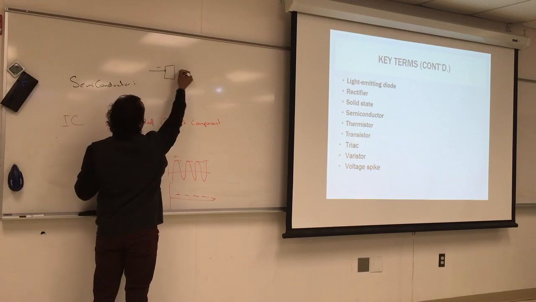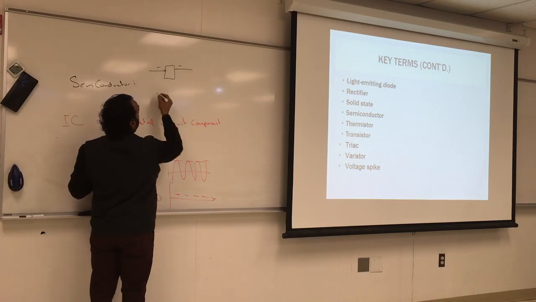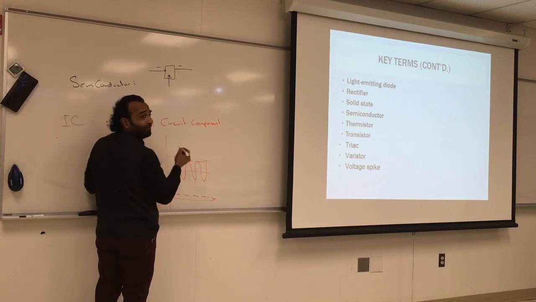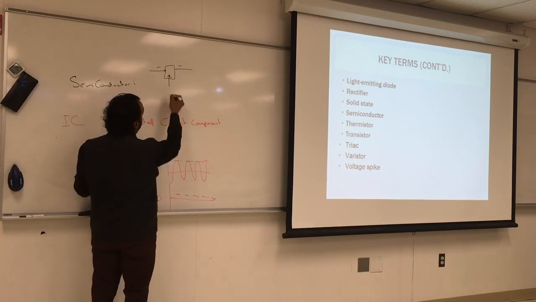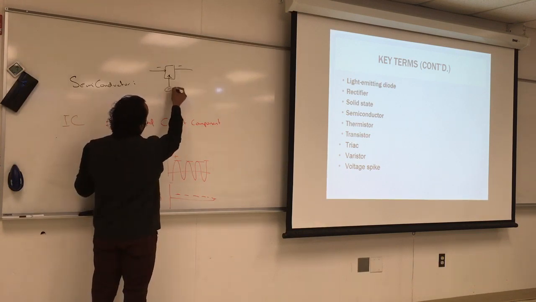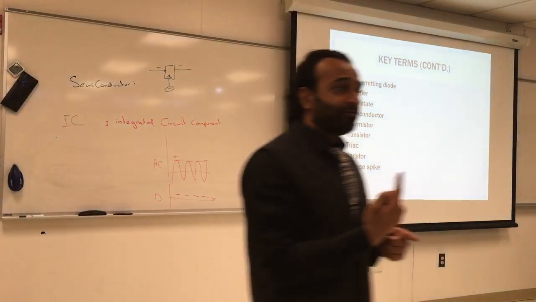If we put current to it, let's say here, it's a non-conductor. But if you activate it with electricity, it becomes a conductor. So it conducts once it's electrified. If you put electricity to it, it becomes a conductor. So it becomes like a valve, right? You turn it on and off.